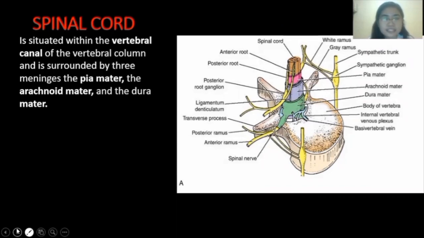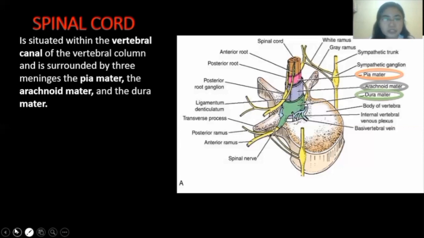So we move on to the division of the central nervous system, the spinal cord and the brain. The spinal cord is situated within the vertebral canal of the vertebral column and is surrounded by three meninges: the pia mater, the arachnoid mater, and the dura mater.